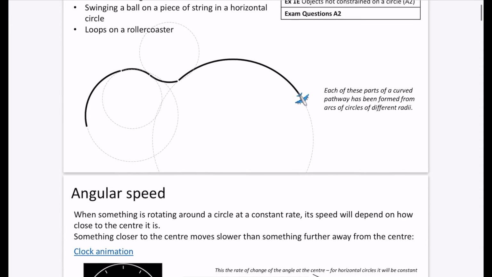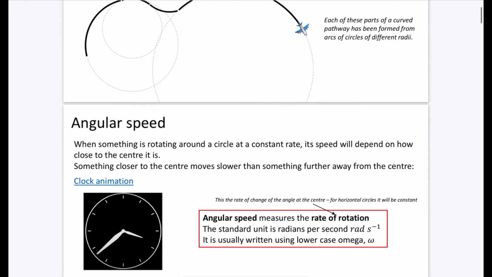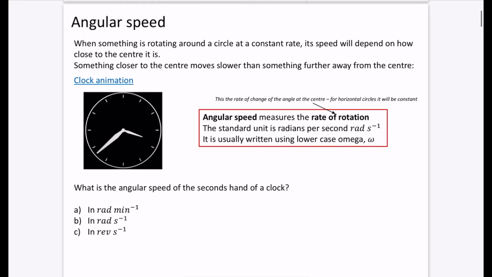So we're going to start off by thinking about some terminology that we're going to need to even do circular motion, and the first thing is to do with angular speed. When something is rotating around a circle at a constant rate, its speed will depend on how close to the centre it is. Something closer to the centre moves slower than something further away from the centre.